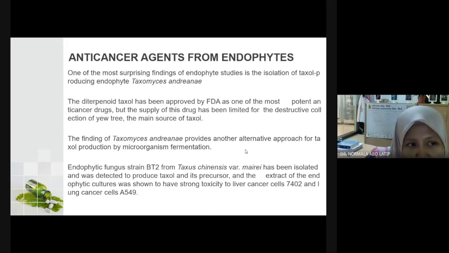It's not from the yew, which is a very interesting finding, where Taxomyces andreniae is actually the one that produced the taxol. It means they no longer need to cut more yew trees. The endophytic fungus strain BT2 from Taxus chinensis var. mairei has been isolated and detected to produce taxol and its precursors, and the extracts of the endophytic cultures showed strong toxicity to liver cancer cells 7402 and lung cancer cells A549.